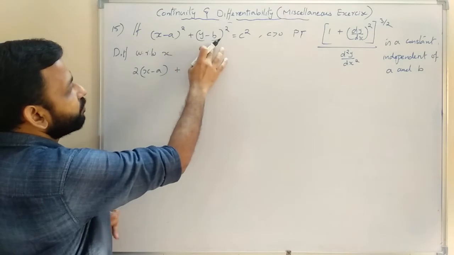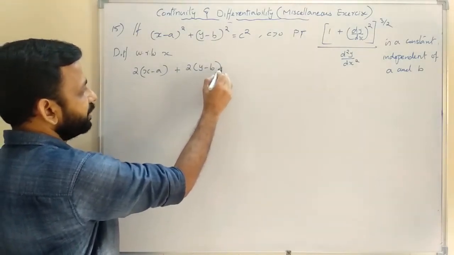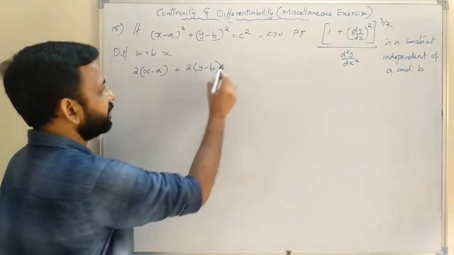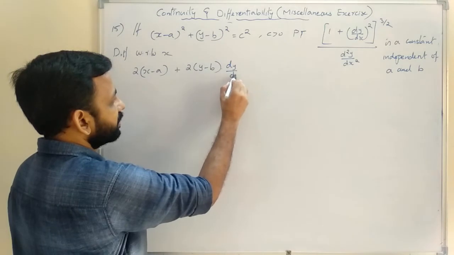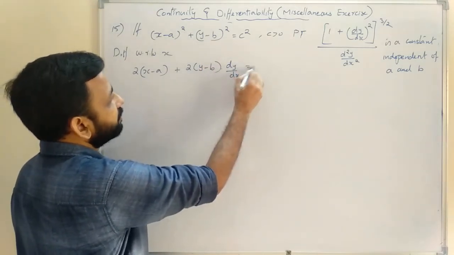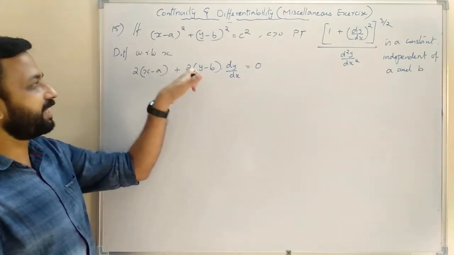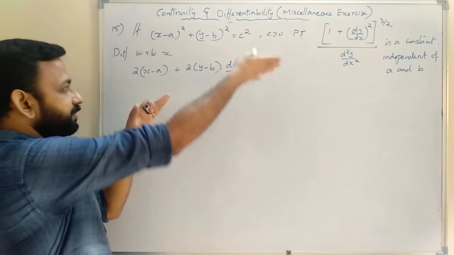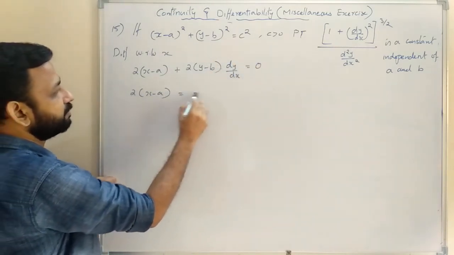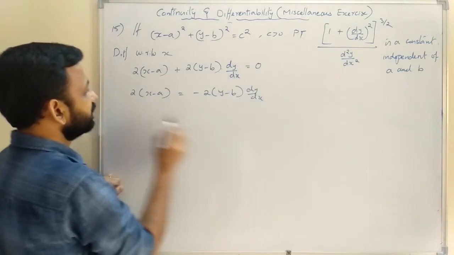Plus the derivative of (y minus b) whole square. Same: 2 into (y minus b) into the derivative of y minus b. The derivative of y is dy by dx, minus the derivative of b, that is 0. Equal to the derivative of a constant, that is 0. So we can take this one from left to right. That is 2 into (x minus a) is equal to minus 2 into (y minus b) into dy by dx.